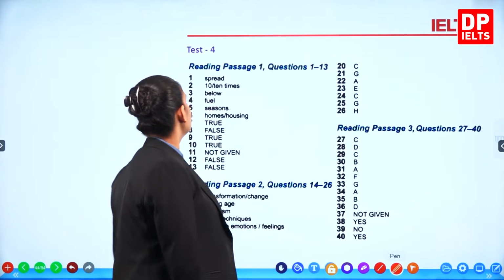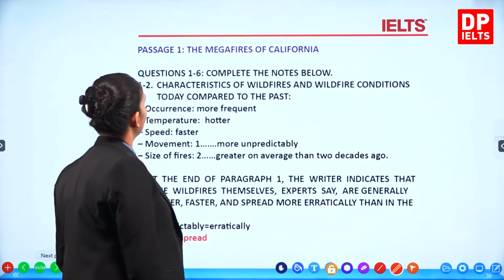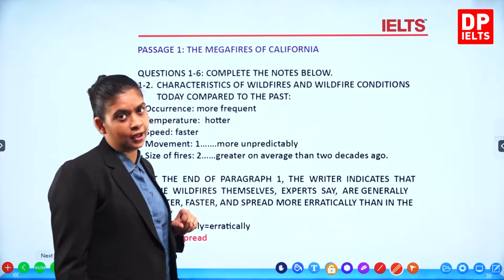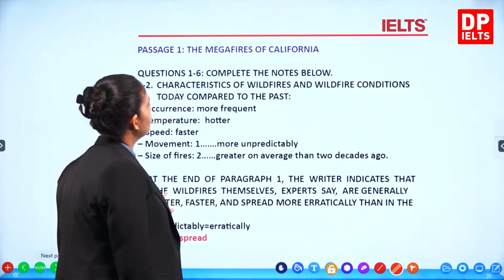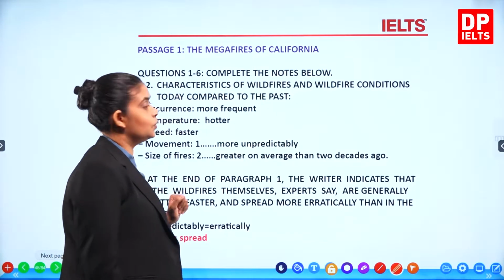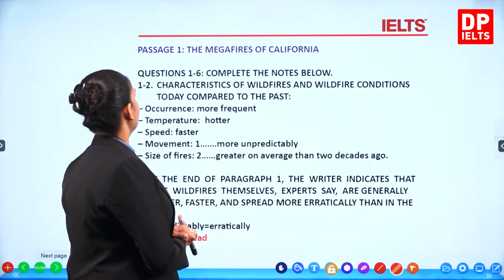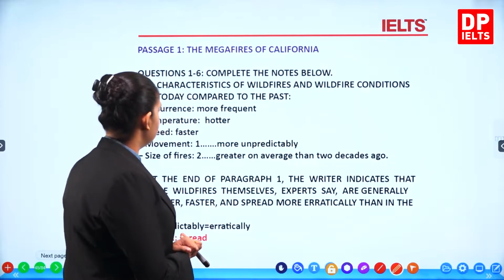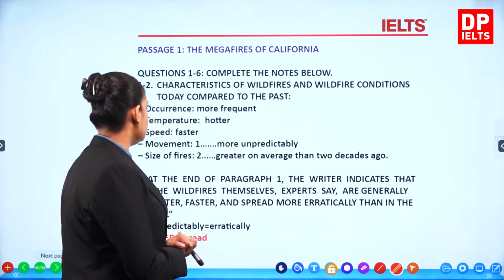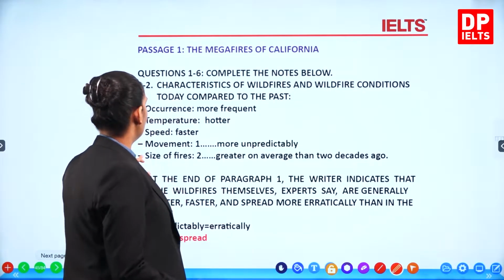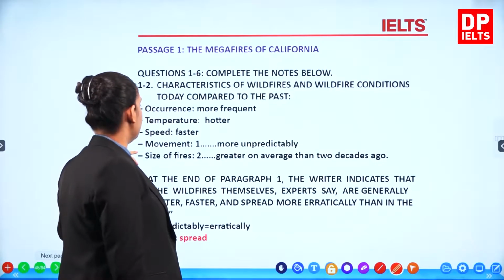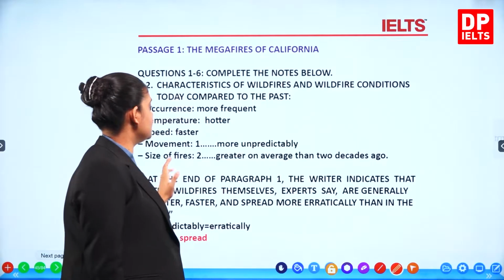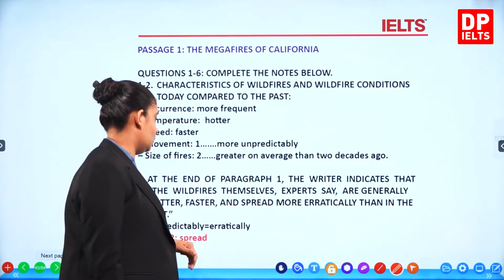Right. So let's have a look at the questions now. Reading passage 1, the mega fires of California. Questions 1 to 6, complete the notes below. Characteristics of wildfires and wildfire conditions today compared to the past, right, is occurrence, temperature, speed, movement, more unpredictably, size of fires greater on average than 2 decades ago.